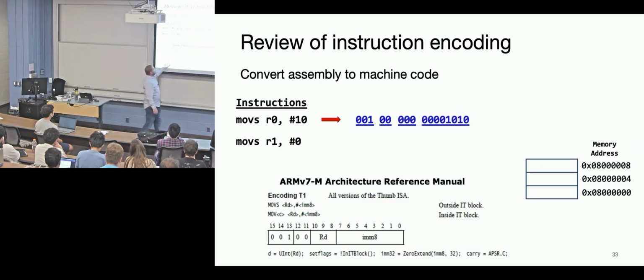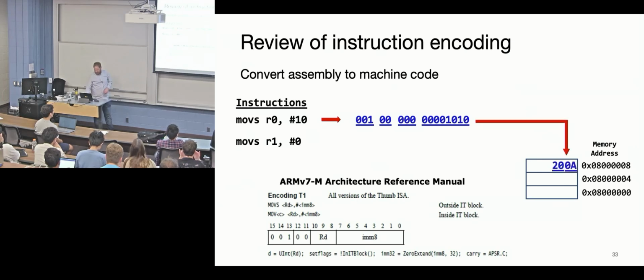So let's see. This first section is already defined. This tells the core what instruction it is. Then you have this register here. This is the 0th register, so all zeros. And then you have the number 10 in binary. So if you put that all together, turn it back into hex, this is what you would see at that memory location. Okay?